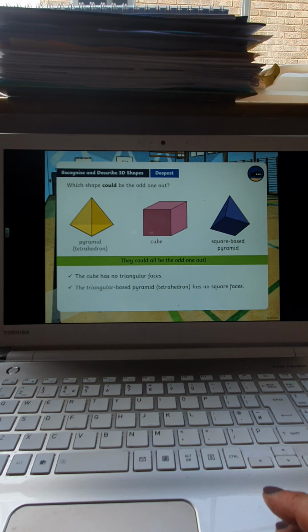It could be that the triangular-based pyramid, the tetrahedron, is the odd one out because that's the only one that has no square faces. And it could be that the square-based pyramid is the odd one out because that's got faces that have got 2 different shapes.